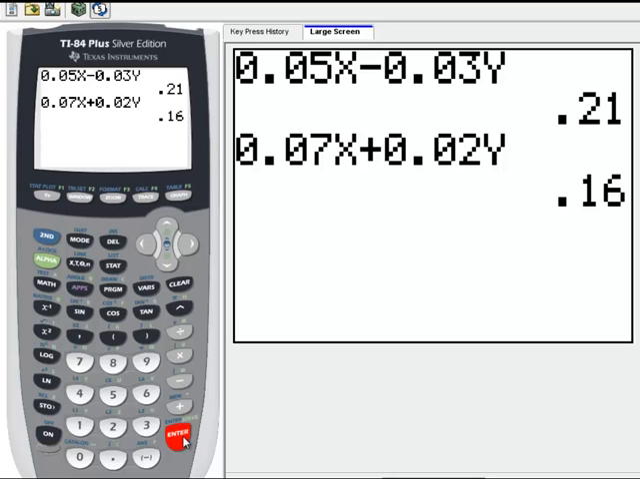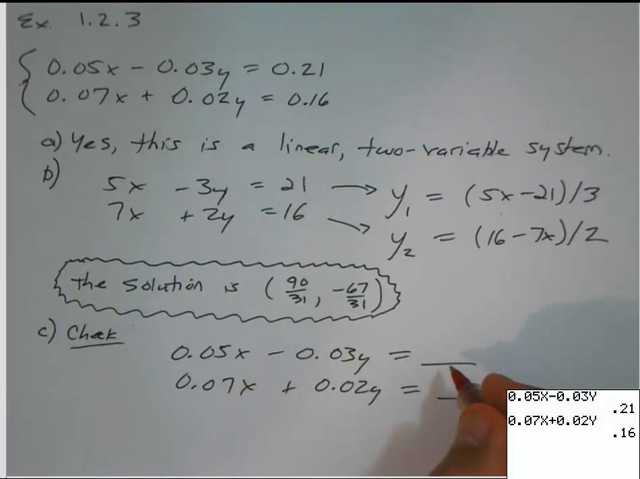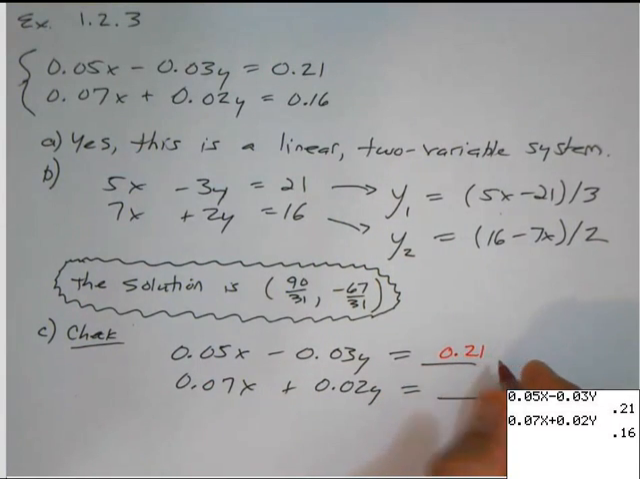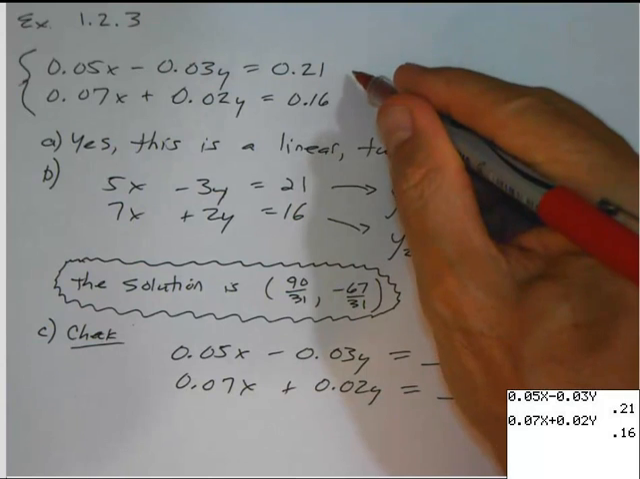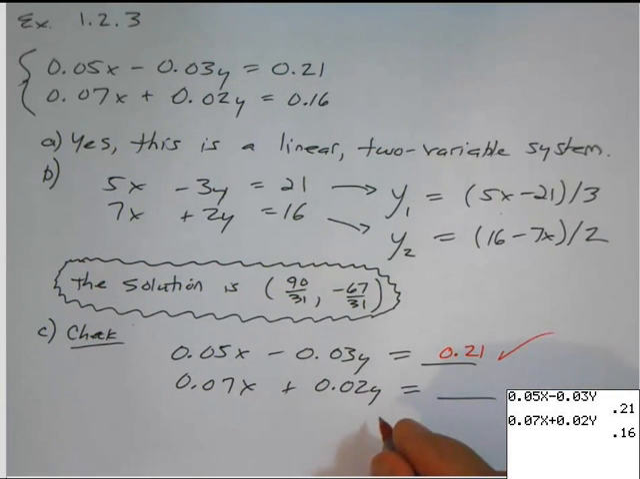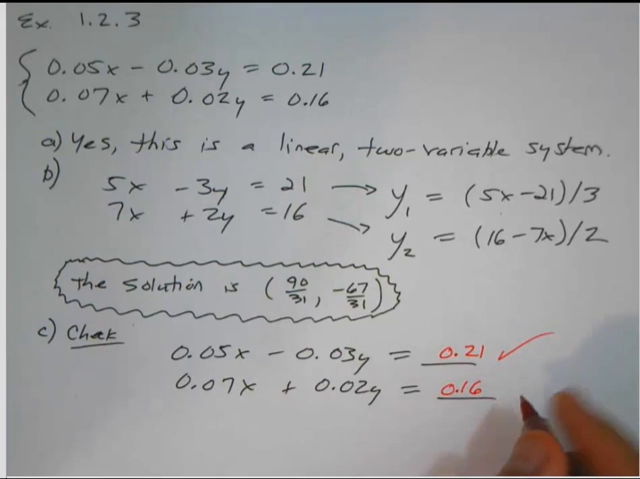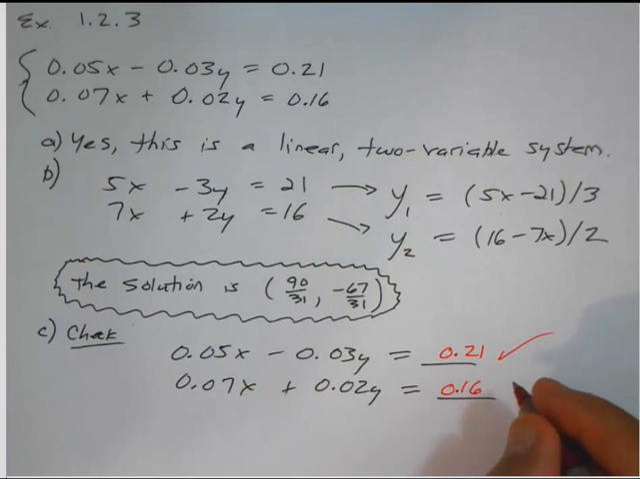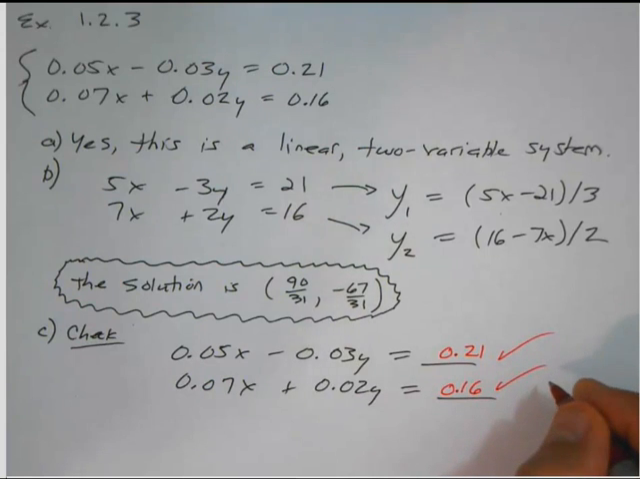Great. Let's record this on paper. So the calculator came up with, in this first case, 0.21, which, comparing to the original equation, is just what we were hoping to see. That's a check. And the second equation, the left-hand side on the calculator, turned out to be 0.16. That is the same as the original second equation's right-hand side. That's a check too. Okay, this solution is looking good.